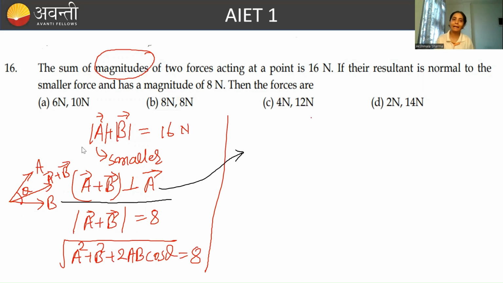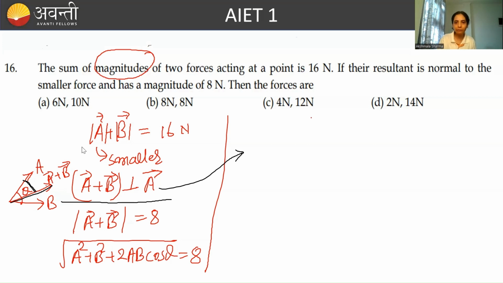It is given that the angle that A plus B makes with A is how much? 90 degrees. It is not visible in the diagram. Sorry, I have not made the diagram correctly. But according to the reasoning, what is given? A plus B is perpendicular to vector A.